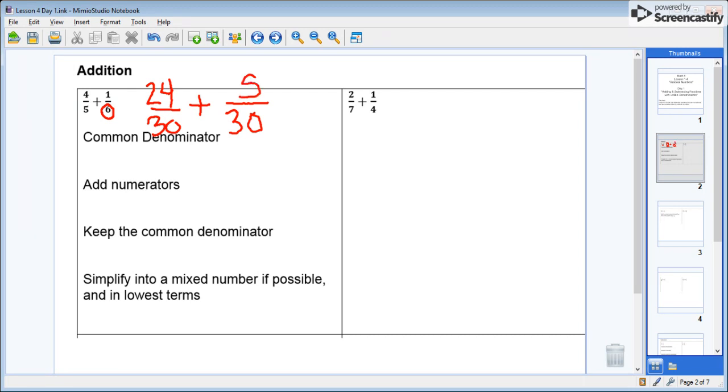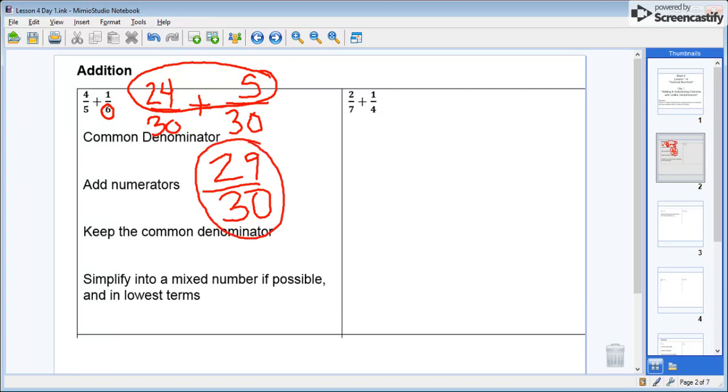After I have common denominators, I add the numerators together. So the numerators are our top numbers. 24 plus 5 gives me 29. The denominator stays the same. The last thing I do is I ask myself, is my fraction in lowest terms, and can it be changed to a mixed number if possible? If either of those things can happen, then you must do that. If not, then you know your answer is in lowest terms. In this case, this one is in lowest terms.